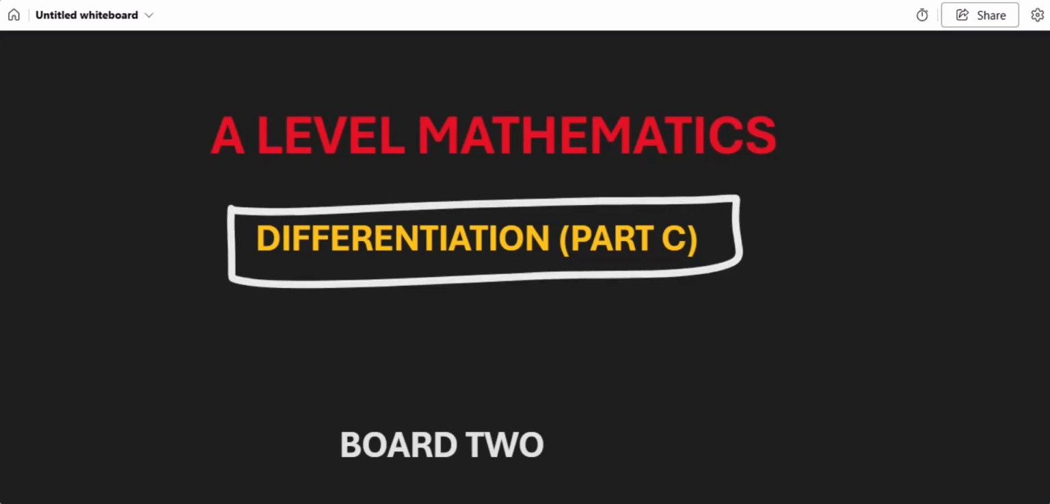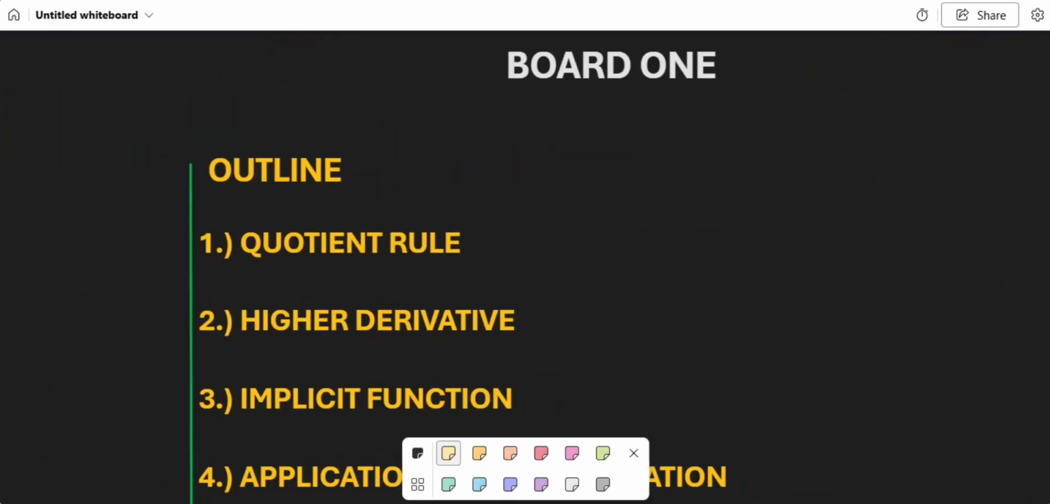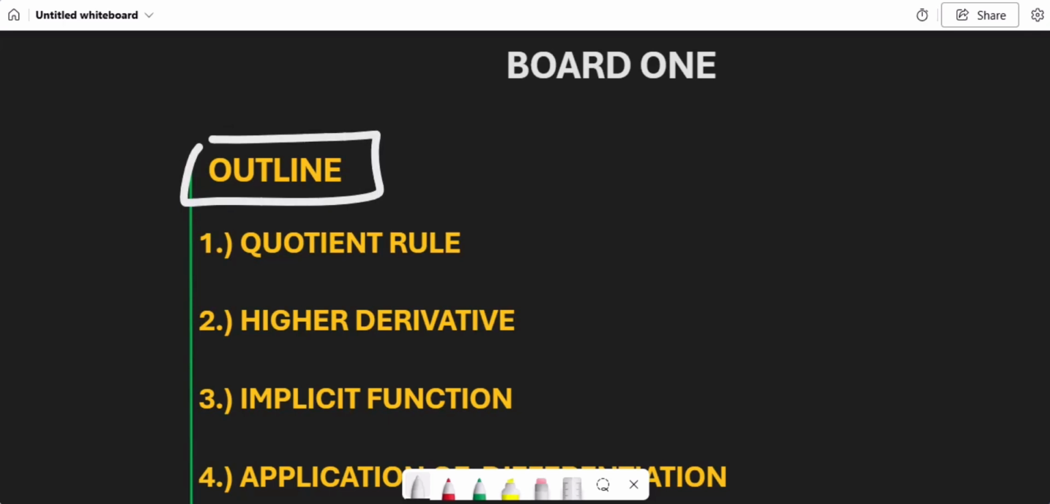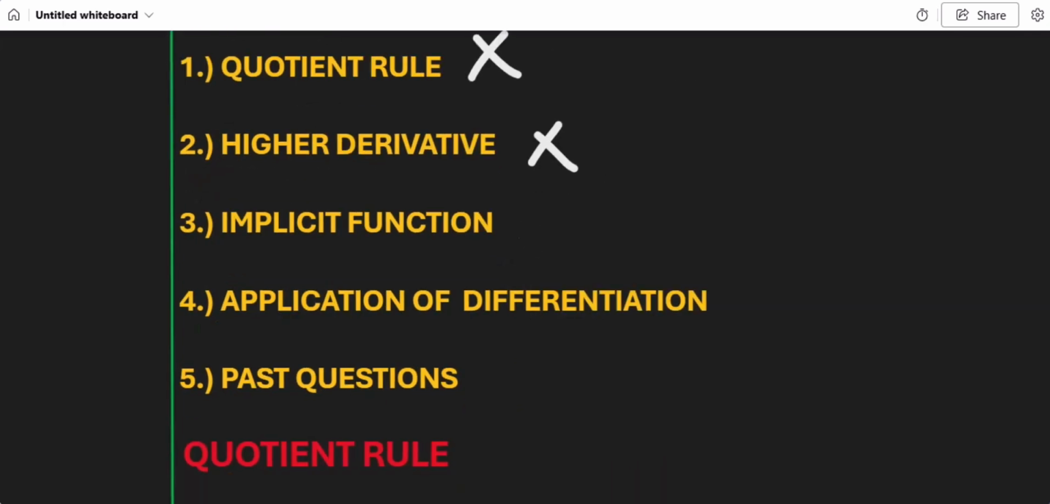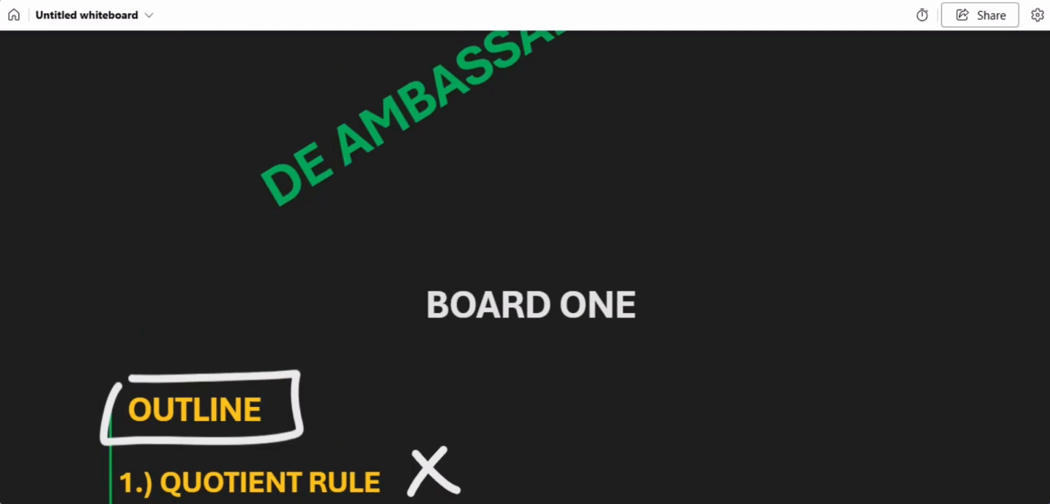Now, coming to the course outline, we are going to be learning about the quotient rule, higher derivative, implicit function, and application of differentiation. Then we are going to solve some likely past questions. Okay, so before we start, my name is the ambassador. Then you are welcome to my class.